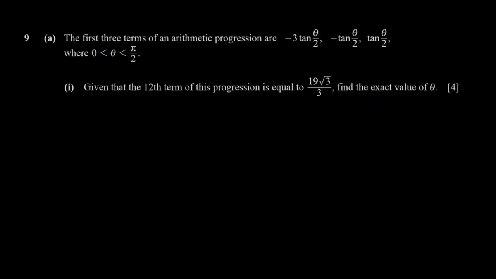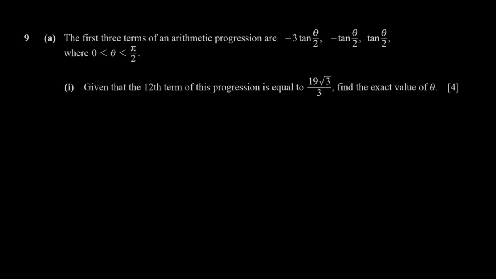All right, we're in question 9, which is an arithmetic geometric progression style question. The first 3 terms of an arithmetic progression, right? So we're told it's arithmetic, are these 3 things here. And we're told that theta is between 0 and pi by 2. Given that the 12th term of this progression is equal to this thing, find the exact value of theta.